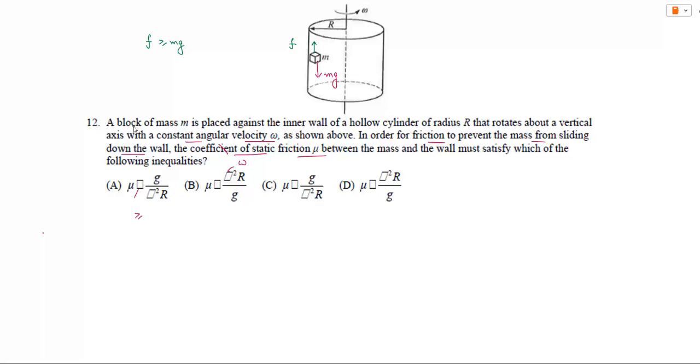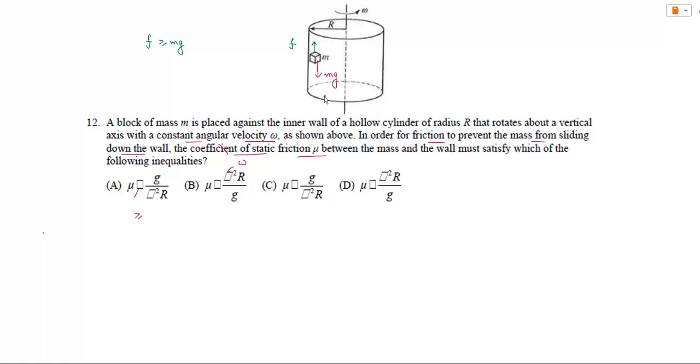m is given to us, coefficient of static friction is known to us. Then what? Why is this whole situation given? It is kept in this cylinder and this mass is moving along with it in a circle.